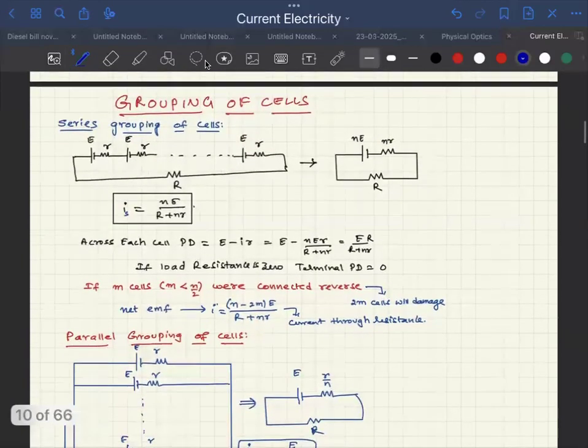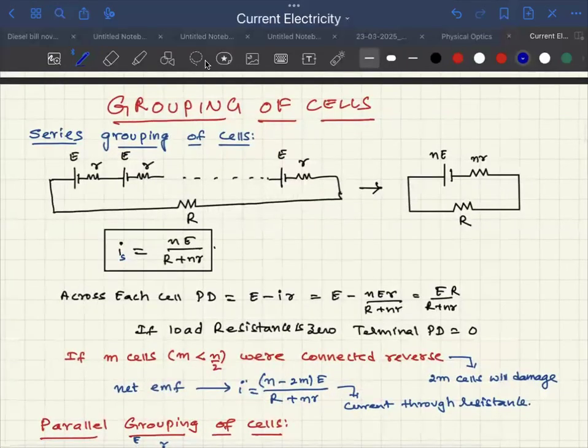Next is grouping of cells. Once I have taught you series and parallel combination of resistances, my next topic will be grouping of cells. Remember, all that I am teaching even today is also basics. Only from tomorrow onwards will problems start. From tomorrow onwards, I will start problems and give homework. But whatever I am teaching, it is very basic, so please follow it.